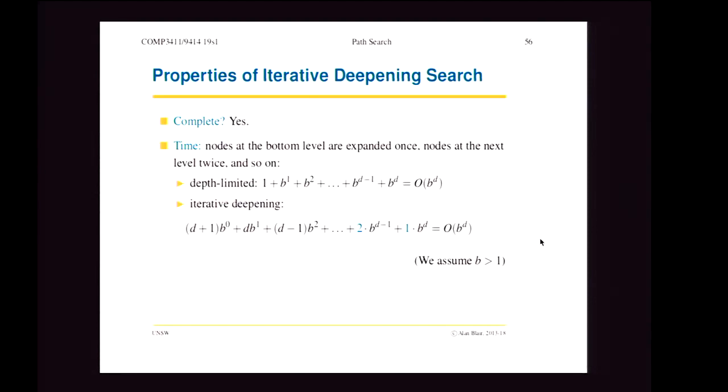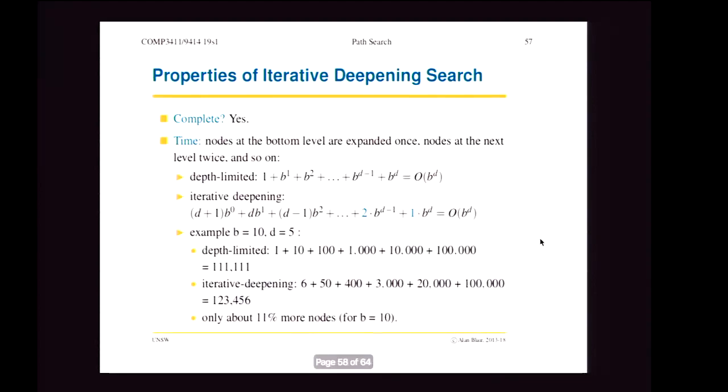You can prove this using generating functions or other ways, but rather than prove it formally, we just look at an example that illustrates this. Let's suppose that the branching factor is 10 and the depth is 5. This is not unreasonable: we talked about the Rubik's Cube, where the branching factor is 12, so this is 10.